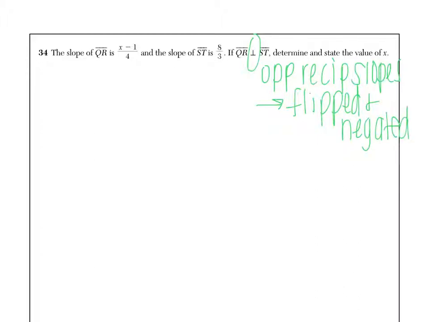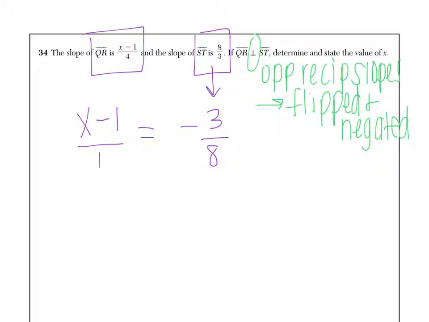So if the slope of one line is x minus 1 over 4 and the slope of the other line is 8 over 3, in order to determine what x is, we're going to have to flip one of those slopes. And the easiest one to flip and negate would be the 8/3 because it's just simple numbers. If you try to flip and negate the x minus 1 over 4, it's possible you can do it, it just makes it a little bit more complicated. So I'm going to flip and negate this, negative 3 over 8, and I'm going to set it equal to x minus 1 over 4. Because after all, these slopes are opposite reciprocals.